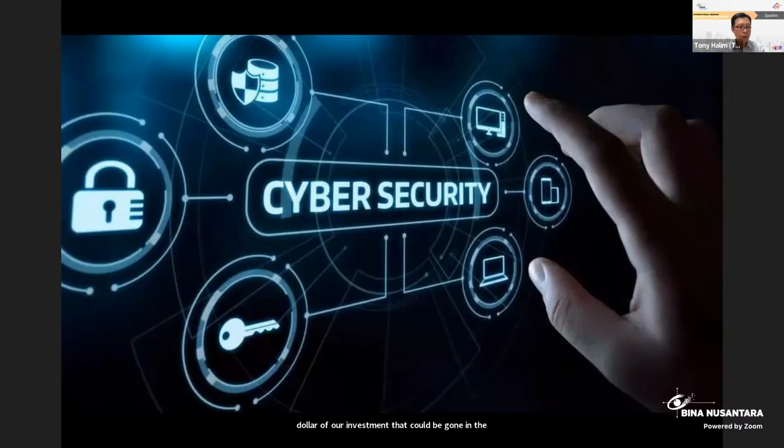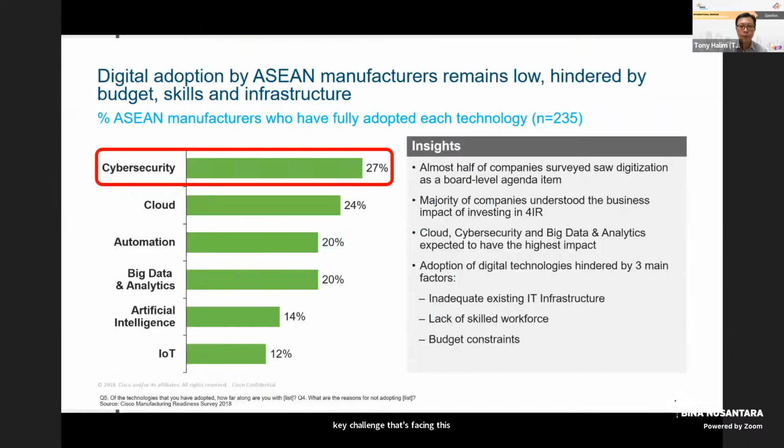Or it could be a situation where some other competitor might sabotage your operation by deleting your key files, or, I don't know, there are so many things they can do by hacking your system and messing up your operations. So cybersecurity is one of the key challenges facing this segment of Industry 4.0. And why is it a challenge?